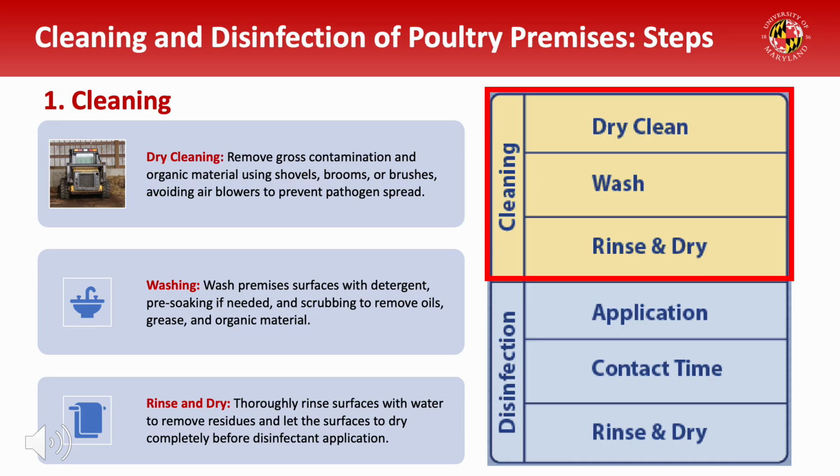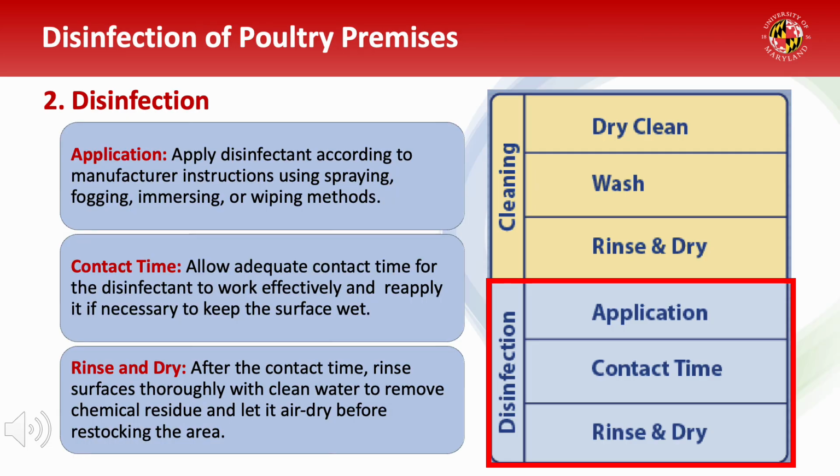2. Washing. Wash premises, surfaces with detergent, pre-soaking if needed, and scrubbing to remove oils, grease, and organic material. 3. Rinse and dry. Thoroughly rinse surfaces with water to remove residues, and let the surfaces dry completely before disinfectant application. Disinfection of the poultry premises can be carried out in 3 sequential steps, and they are: 1.